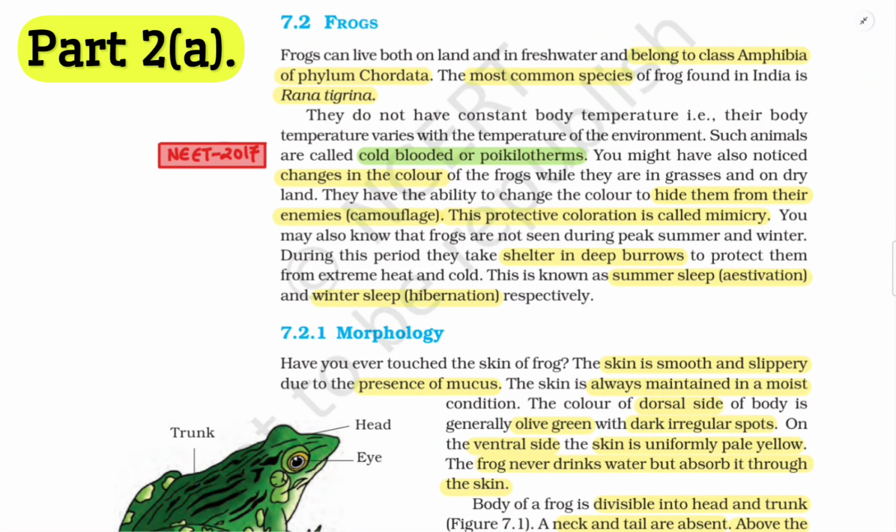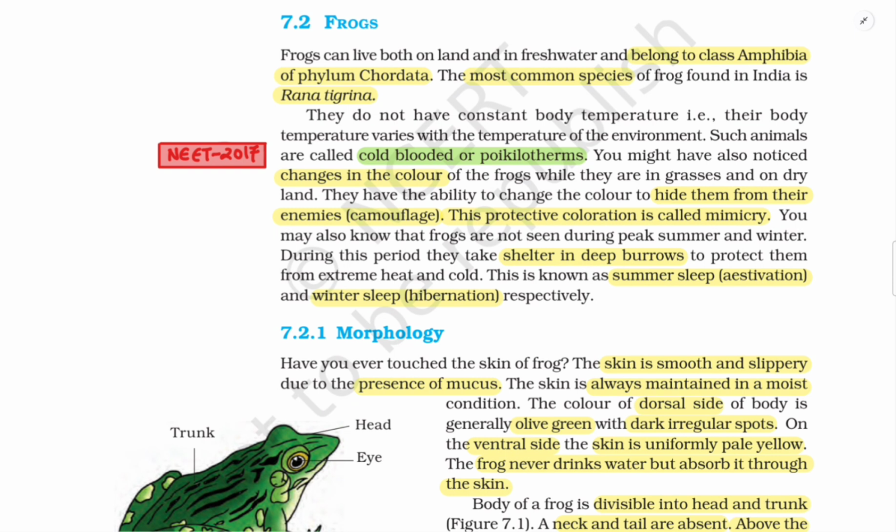7.2 Frogs. Frogs can live both on land and in fresh water and belong to the class Amphibia of phylum Chordata. The most common species of frog found in India is Rana tigrina. They do not have constant body temperature, that is, their body temperature varies with the temperature of the environment. Such animals are called cold blooded or poikilotherms.